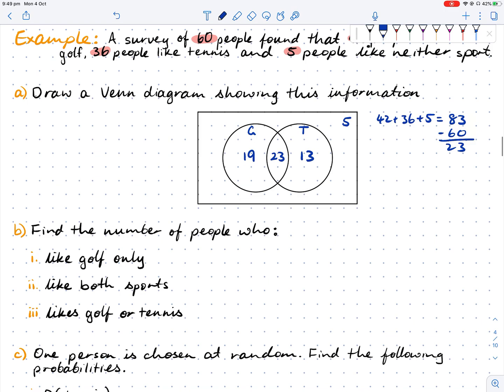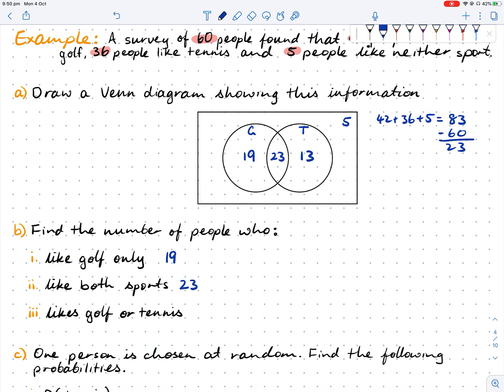So part B, find the number of people who like golf only. So now we've got our diagram, we can read it straight off here. So we've got 19 people who only like golf because they're in this section, okay, by themselves. How many people like both sports? We're looking at the overlap, which is 23.